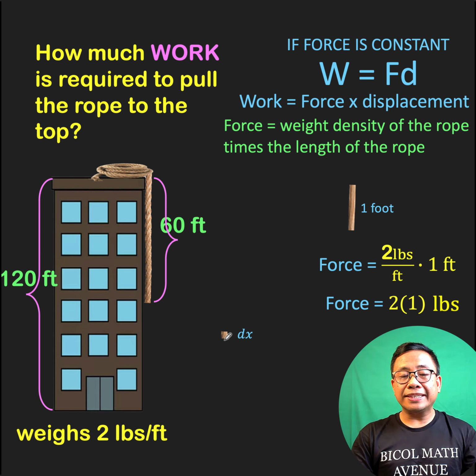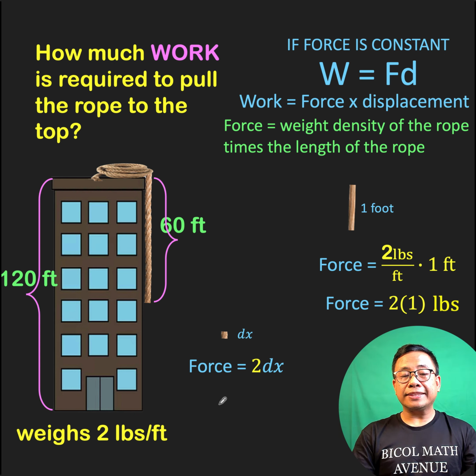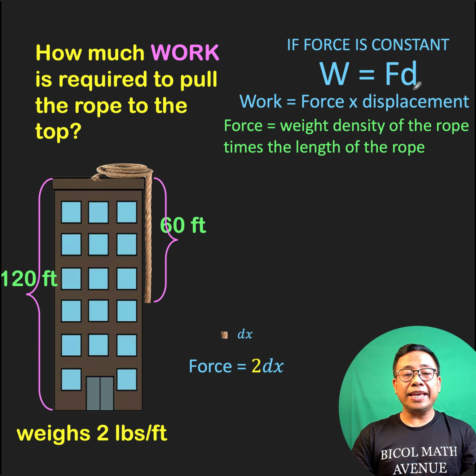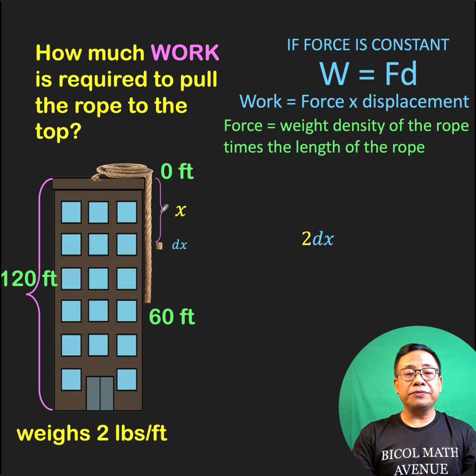Now, for this tiny piece, the force would be the weight density of 2 pounds per foot times the length of the rope here, which is dx. So therefore, the force is 2 dx. And since work is equal to force times displacement, if we let the length of the rope from the top up to where we select our representative slice be x, then the work needed to pull this tiny piece up would be the force, which is 2 dx, times the displacement x. This tiny piece is going to change its position by going up x units. And we can simplify this as 2x dx.